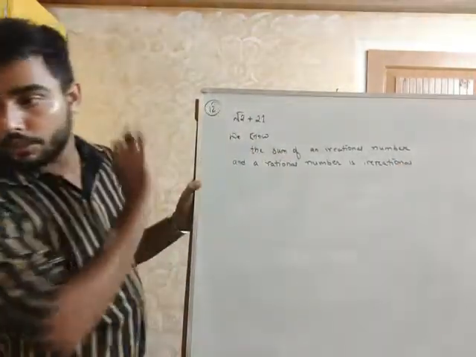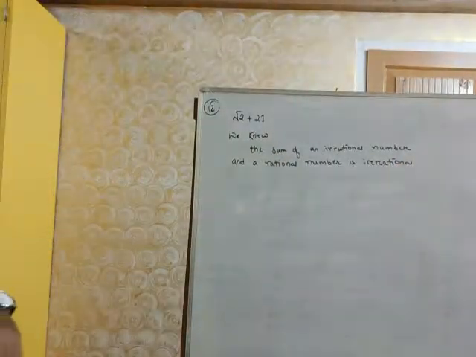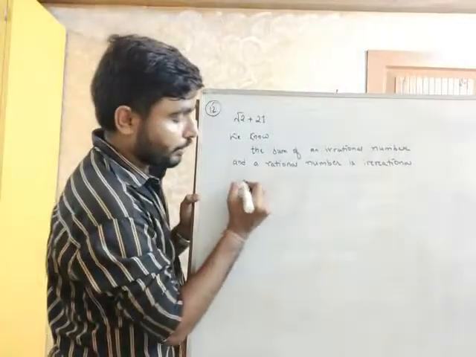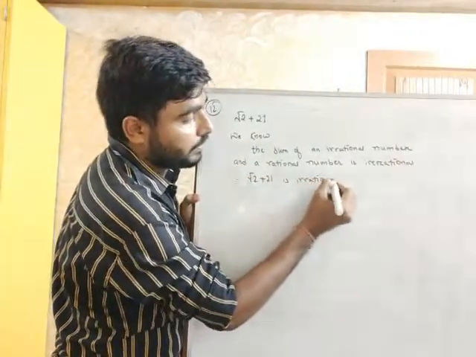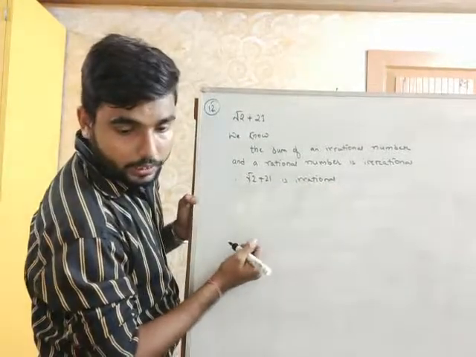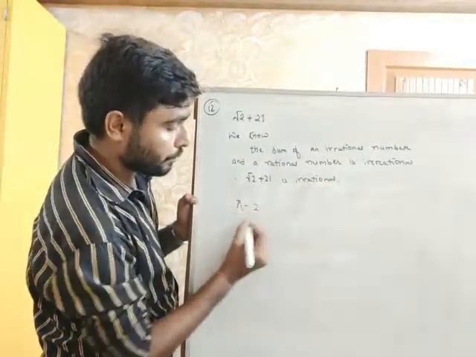Irrational number or rational number sum করিলে আমি কি পাম? We will get an irrational number only. Therefore, root 2 plus 21 is irrational. And the last one, pi minus 2.